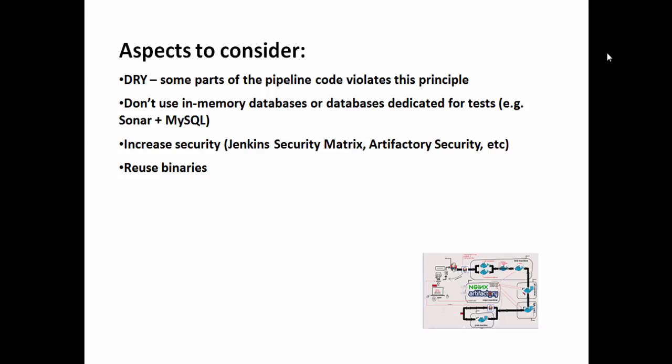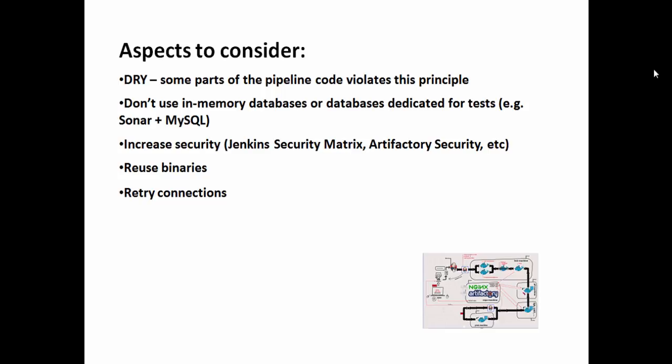In order to improve the pipeline performance, in order to run it faster and use less resources, it is a good practice to reuse the binaries. For example, we download the binaries from Artifactory, but sometimes you may want to reuse binaries using stashing, archive and other pipeline features. So it is a good practice to reuse binaries whenever you can, and this will decrease the time needed for the pipeline to execute.